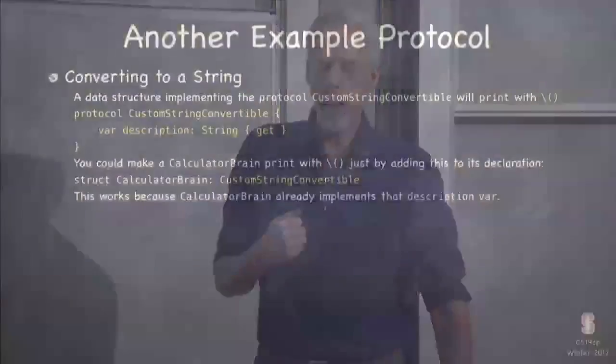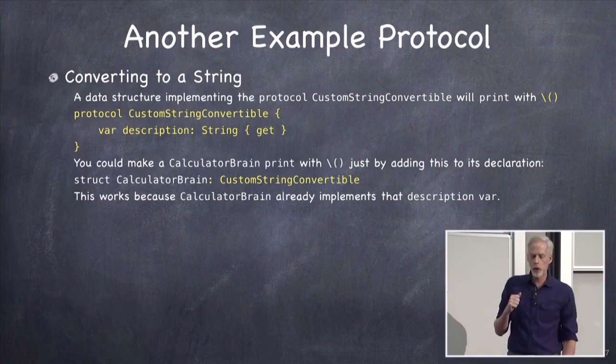And now let's back way up off of advanced protocols and start talking about a couple of simple uses of protocols. Here's a simple protocol that you could use right now in your calculator. It's called CustomStringConvertible, and it only has one thing in the protocol, which is a var.